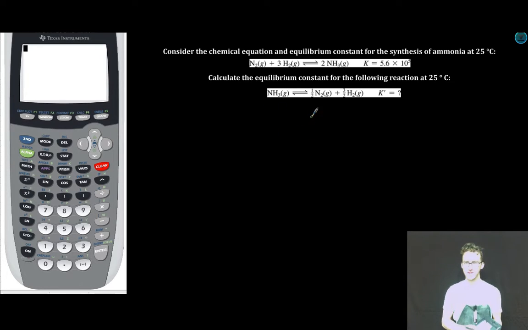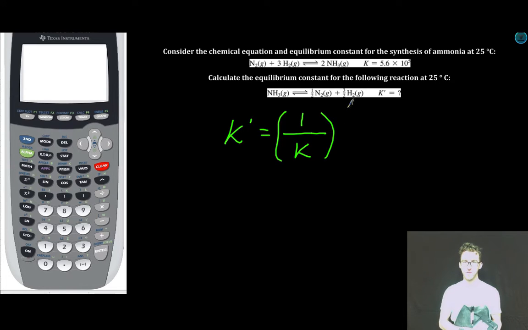Pause. Compare the two equations. Recognize that the second equation is the reverse of the first equation and has been multiplied by a factor of 1/2. Therefore, K prime, or the equilibrium constant of this new equation, is equal to 1 over the equilibrium constant of our initial reaction because we reversed it, and then that value is going to be raised to the 1/2 power because we've multiplied it by a factor of 1/2.